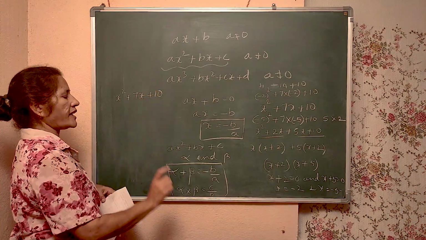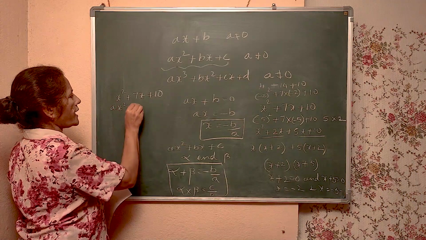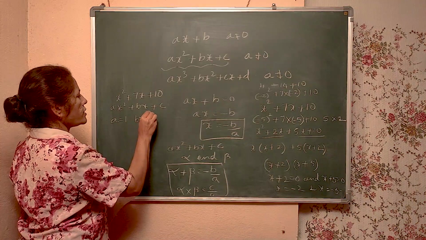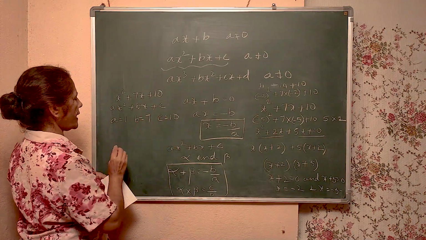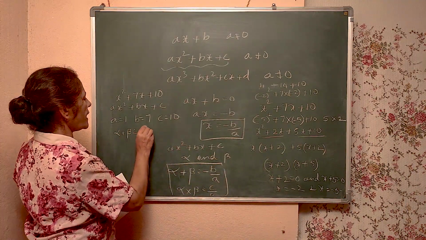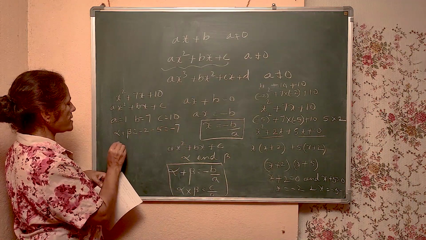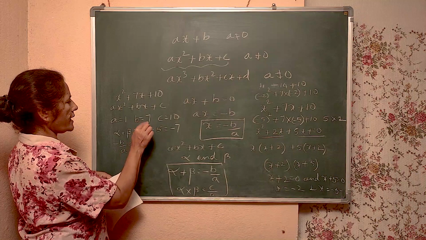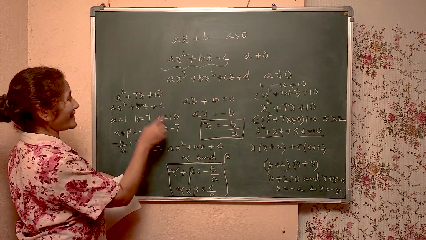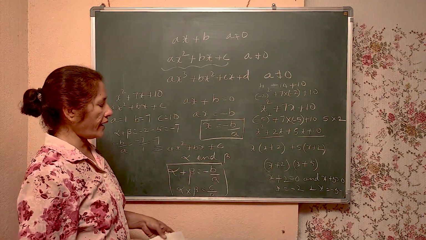Now let us verify whether it is correct or wrong. It is in the form ax² + bx + c. a is equal to 1, b is equal to 7, c is equal to 10. What is alpha plus beta we got? Minus 2 minus 5, minus 7. What is minus b by a? b is 7, so minus 7 by 1, which is minus 7. Is it correct? Yes. Alpha plus beta is equal to minus b by a.